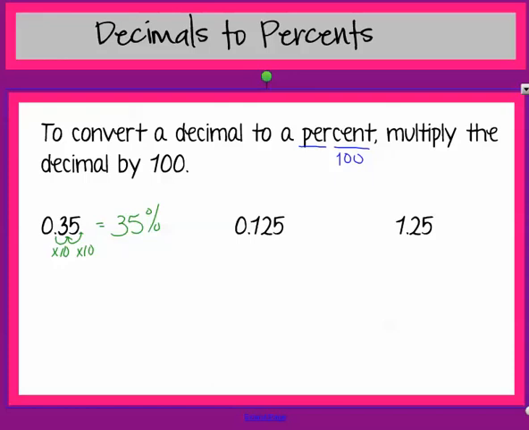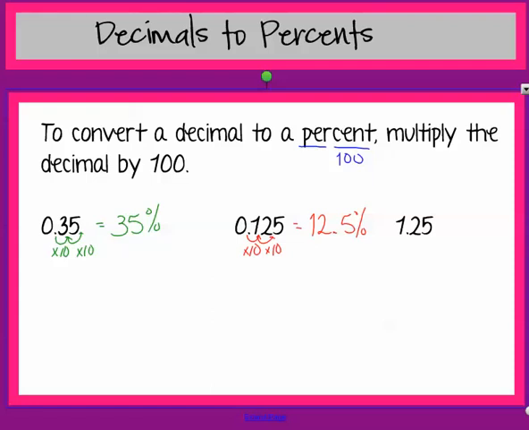Same thing with 125 thousandths. We're going to multiply by 100. So we're going to move one decimal place, two decimal places. So that's going to give us 12.5 or 12.5%. And then the last example on this page, same idea.